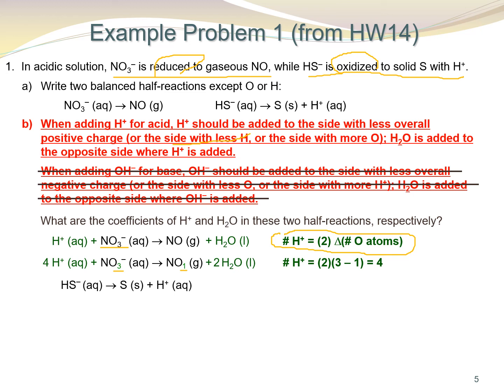Speaking of the second half reaction, we notice that not only is hydrogen balanced, the sulfur is balanced too, and there's nothing else for us to do, because I got an equal number of H plus. There's no need for me to add extra H plus. We are going to leave the second half reaction alone.